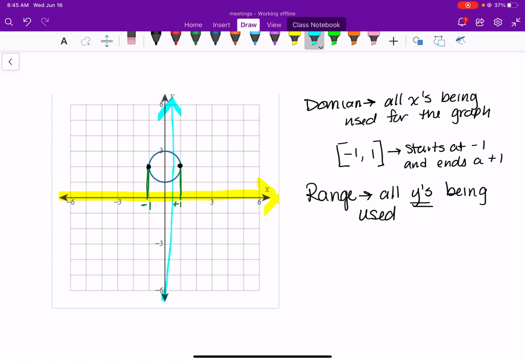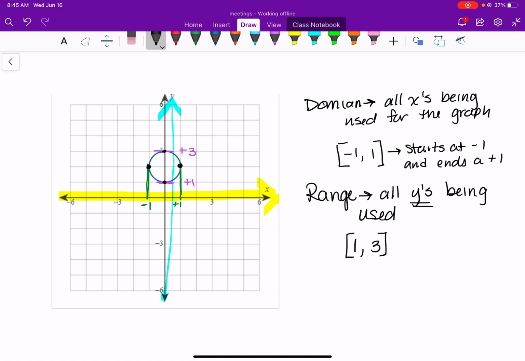So if we look at this and ask where's the bottom of our circle? Well, the bottom of our circle is right here at +1. And the top of our circle is right here at +3. So for our range on this one, it goes from the number 1 to the number 3, and then a closed bracket on both of those. Again, because we do have a value at the 3, we do have a value at the 1, so we're using those closed off brackets.